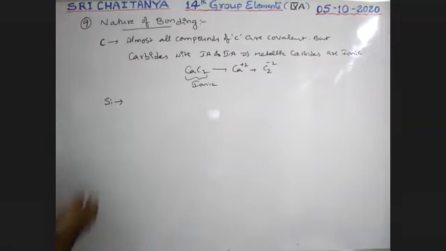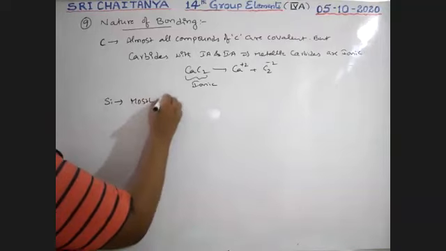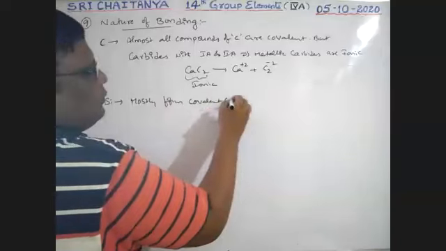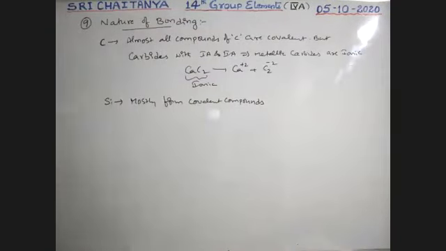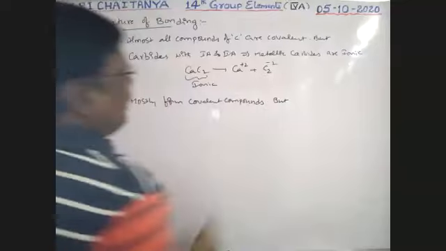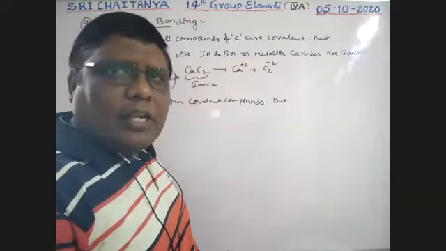Similar because it is also a non-metal. So it mostly forms covalent compounds, no doubt. But similar to carbon, carbon with negative charge is carbide, and silicon with negative charge gives what are called silicides.